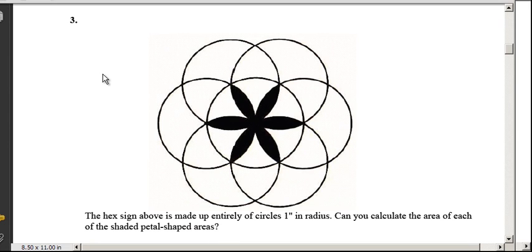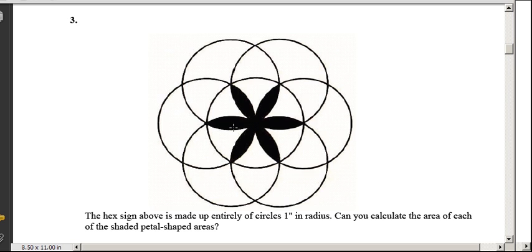In this lecture, we're going to solve problem number 3 in the area attack problem set from the Julia Robinson Math Festival problems. And here we have 6 unit circles surrounding a circle in the center. And the question is to compute the area of this 6-petaled flower-like thing in the middle.